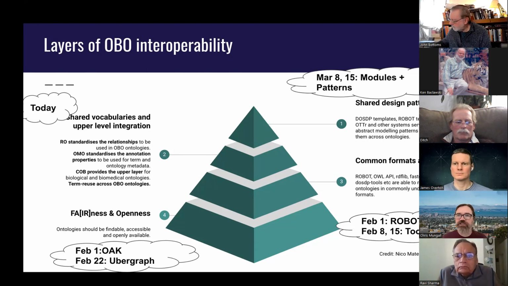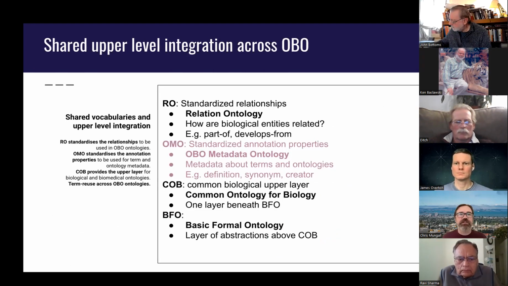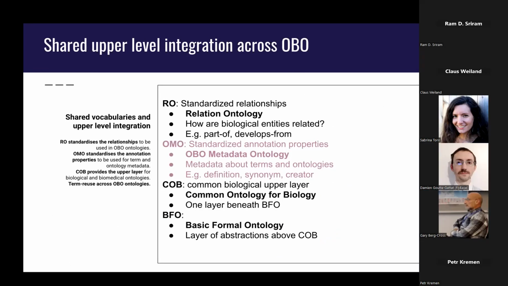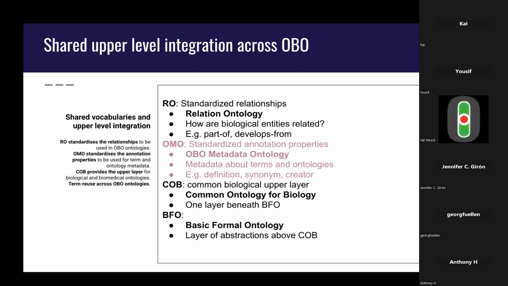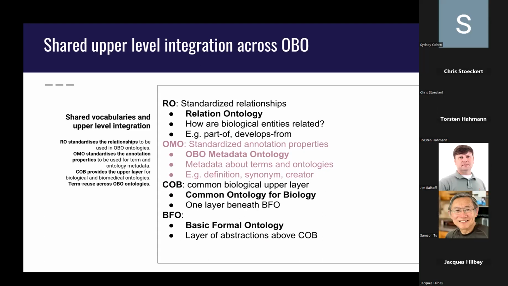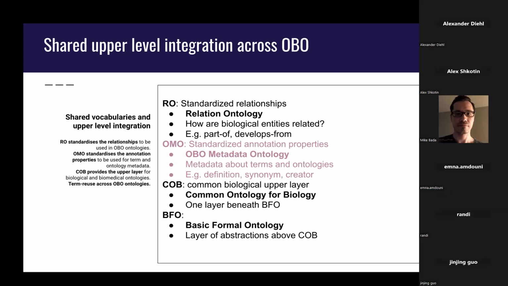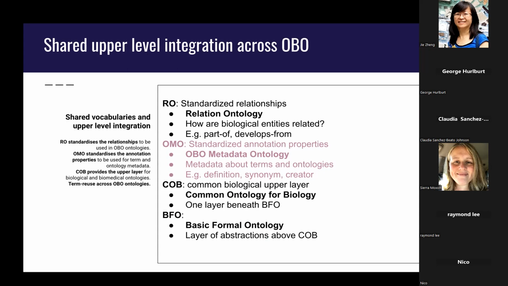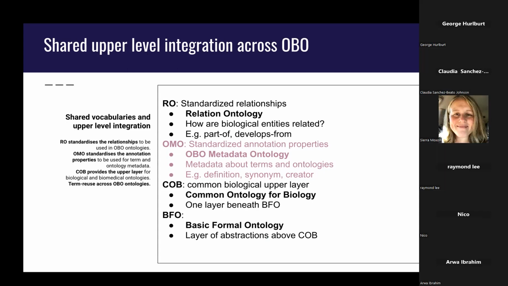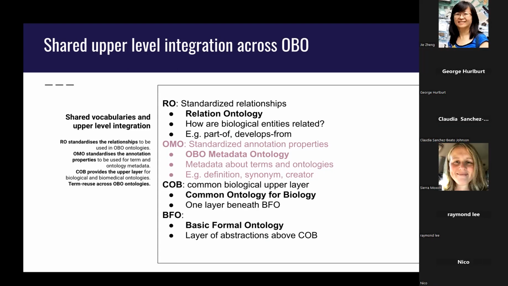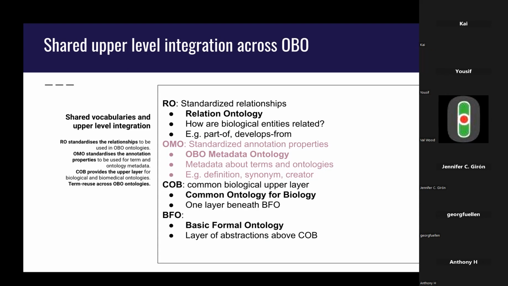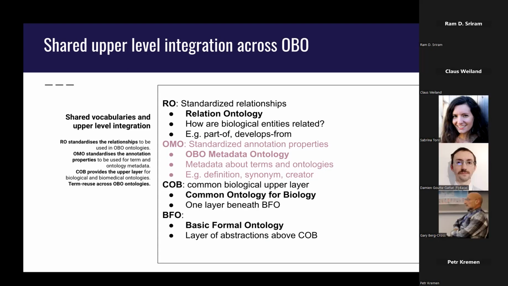And so you'll hear about some of this in other talks, but today we're going to be focusing on this upper level integration, which consists at some level of four different ontologies: the Relation Ontology, OMO, standardized annotation properties, so this is things like definition, synonym, creator, and so on. This is a super important ontology, but it doesn't really fit in with what we're going to talk about today, so I've grayed that out. And then the two key upper ontologies are COB, the Common Ontology for Biology, and BFO, the Basic Formal Ontology, which essentially forms a layer of abstraction above COB.